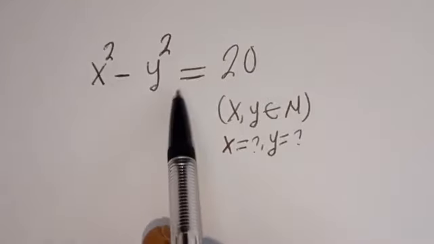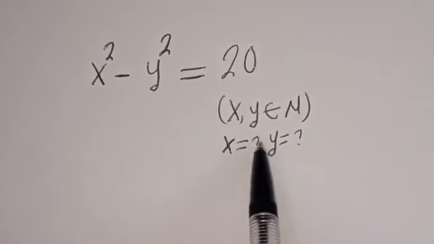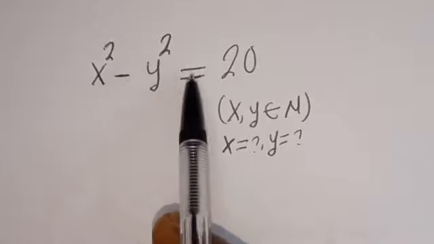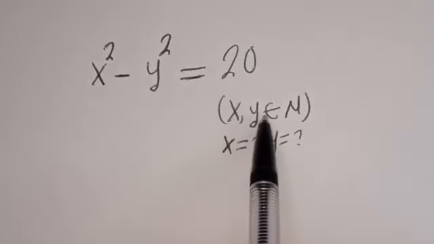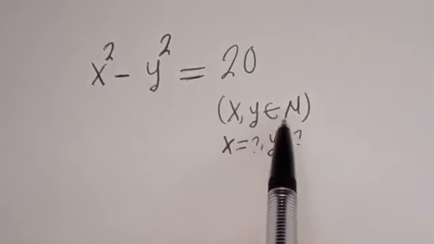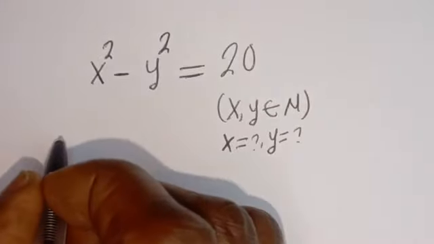Hello, how to solve for x and y in this equation? x squared minus y squared is equal to 20, where x and y are members of the natural numbers. Solution.